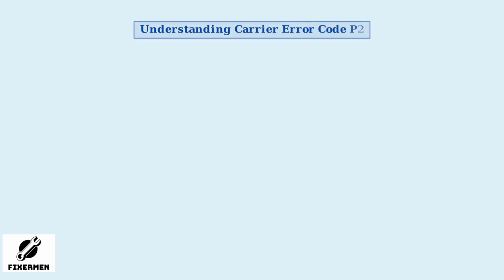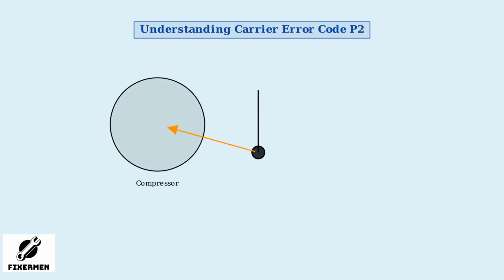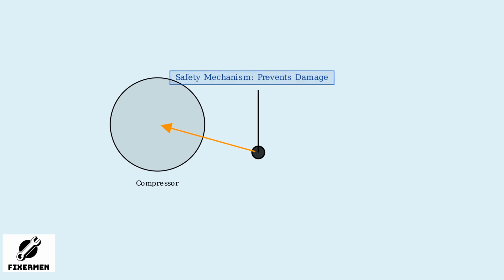Carrier error code P2 is a critical diagnostic indicator in HVAC systems, signaling that the compressor's top temperature has exceeded safe operating limits. This error triggers an automatic protective shutdown to safeguard the compressor from overheating damage. The system monitors the temperature at the compressor's top using a built-in sensor. This is a crucial safety feature designed to protect the compressor's internal components from thermal stress. Overheating can cause oil breakdown, refrigerant leaks, or complete compressor failure.